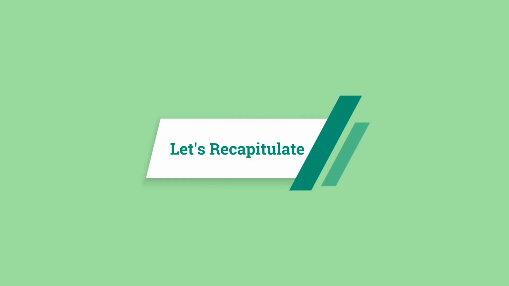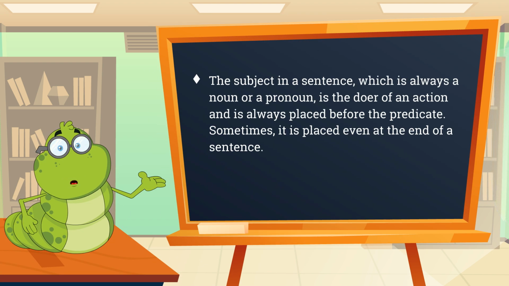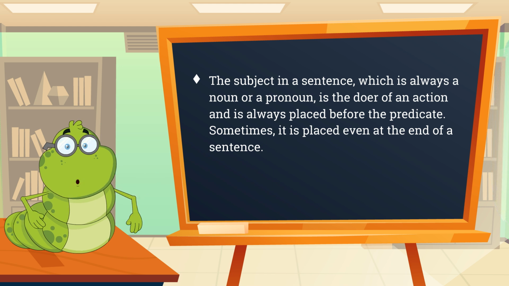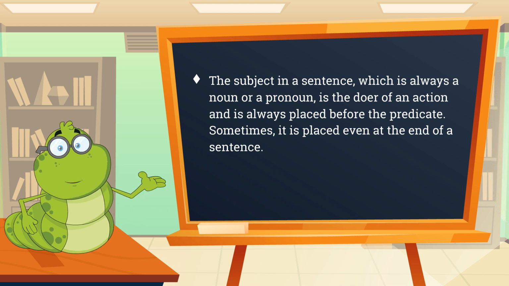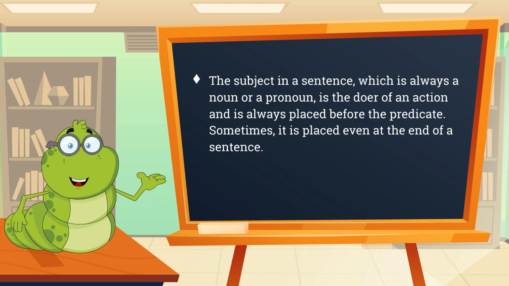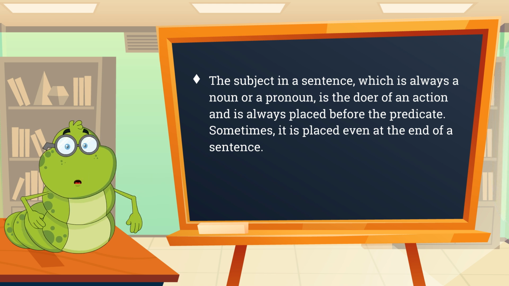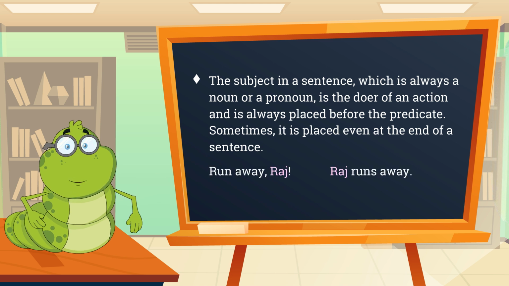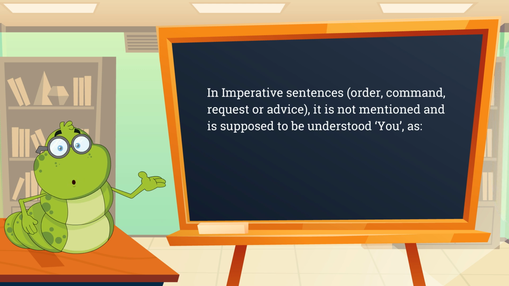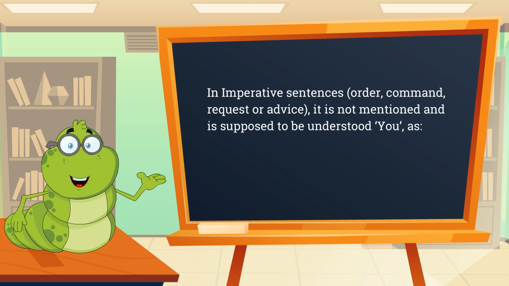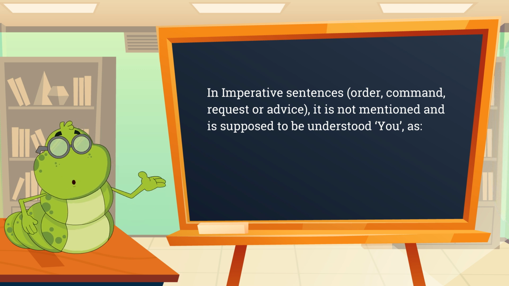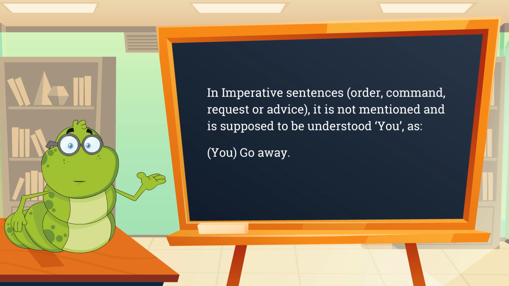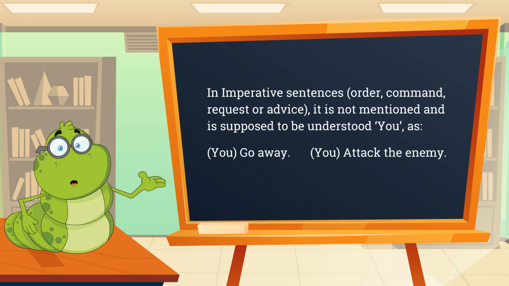Let's recapitulate. The subject in a sentence is always a noun or a pronoun, is the doer of an action, and is always placed before the predicate. Sometimes it is placed even at the end of a sentence. Run away, Raj. Raj runs away. In imperative sentences, order, command, request, or advice, it is not mentioned and is supposed to be understood. You go away, you attack the enemy.